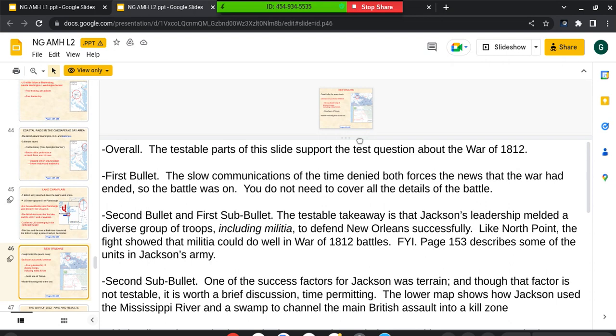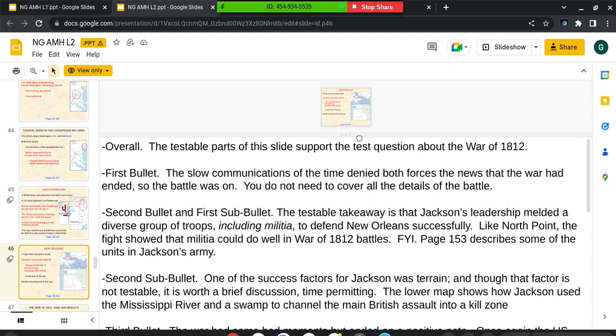The testable takeaway is that Jackson's leadership melded a diverse group of troops, including militia, to defend New Orleans successfully. Like North Point, the fight showed that militia could do well in War of 1812 battles.